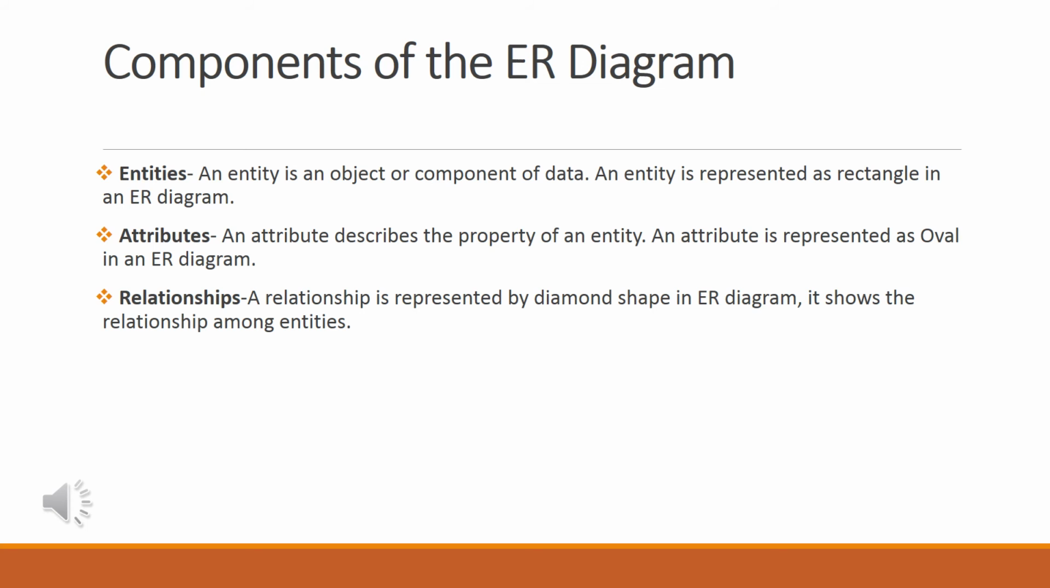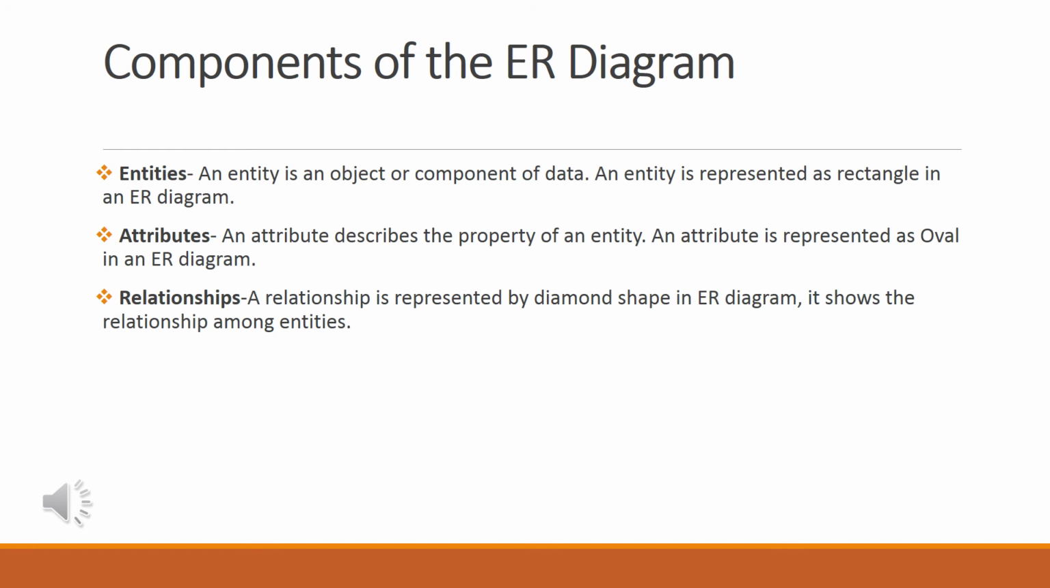Then the second one, we have attributes. An attribute describes the property of an entity, and it is represented as an oval shape in an ER diagram. That means all those entities possess some attributes, some properties. For example, if we have a student entity, then the student name, student age, student address, all these things are the properties of the entity that recognize the student. So these are the attributes.